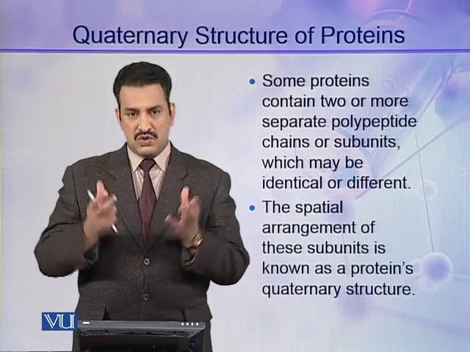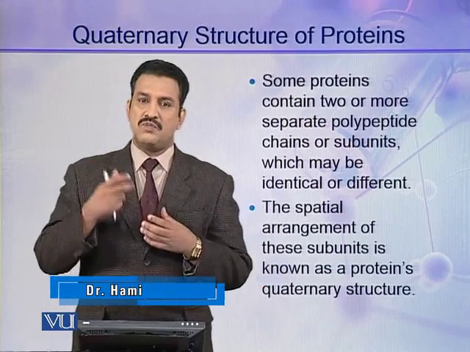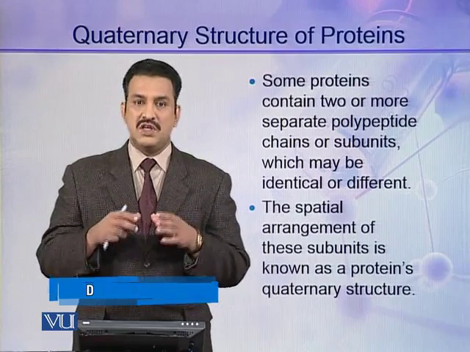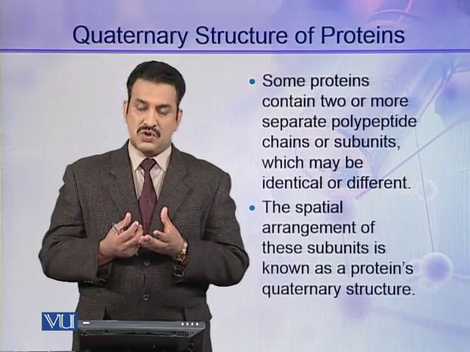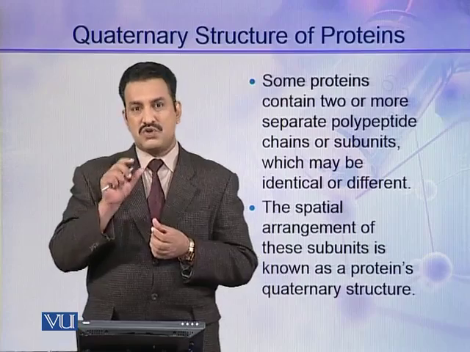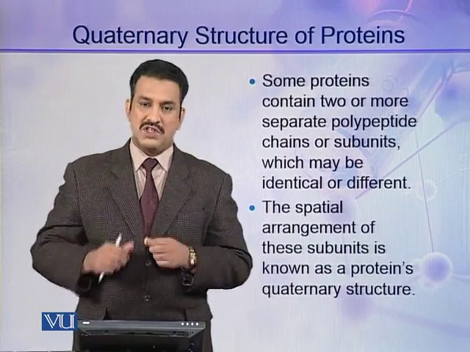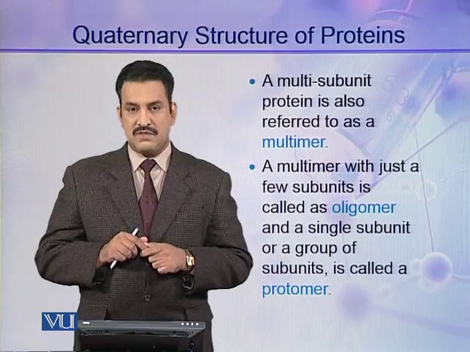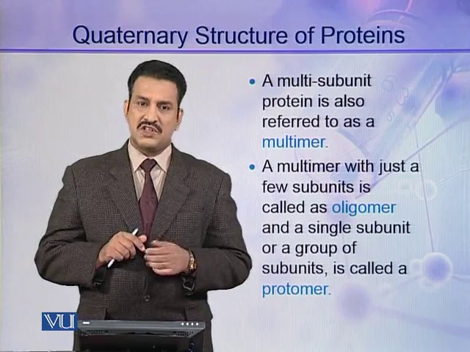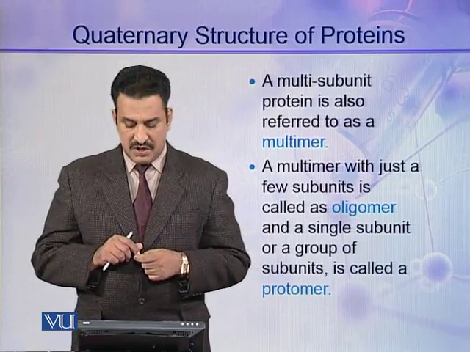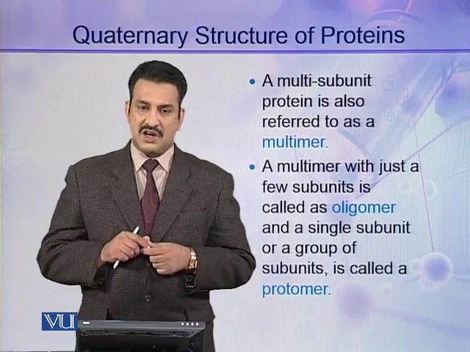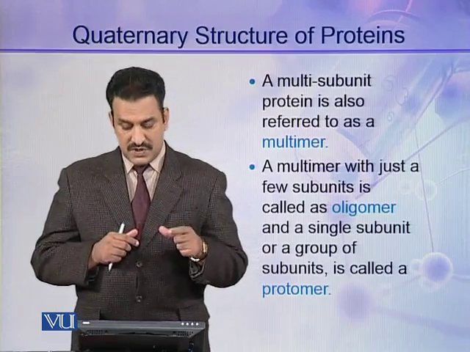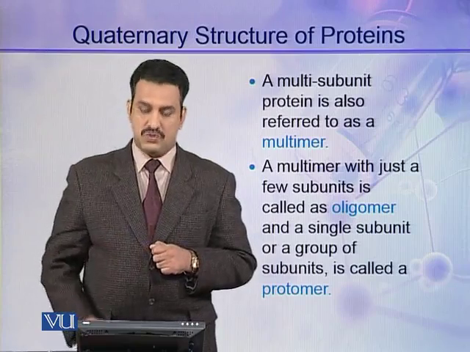So, in a protein molecule, there may be more than one polypeptide chain associated with each other, and apparently they make a single protein molecule. The spatial arrangement of these subunits in that overall molecule is called the quaternary structure. A multi-subunit protein is also referred to as a multimer because it contains many subunits. If a multimer contains few subunits, it is called an oligomer. And a single subunit or a group of similar subunits is called a protomer.